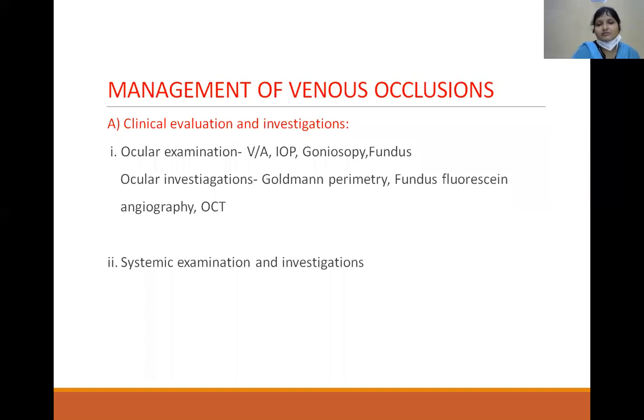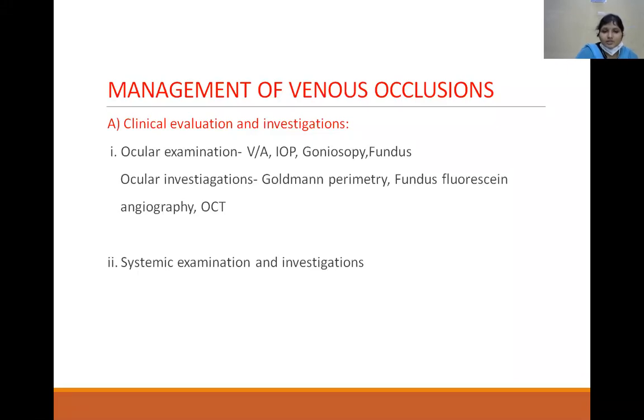Next, another investigation is fundus fluorescein angiography. What is fundus fluorescein angiography? Angiography means we see the pattern of blood flow in the vessels. With fundus fluorescein angiography, we see blockage of the vessels, and we can also see exudation as well as hemorrhages. All these cause blocked fluorescence in ischemic CRVO. And next, coming to OCT. What is OCT? It is optical coherence tomography. Here you can identify whether macular edema is present or absent.